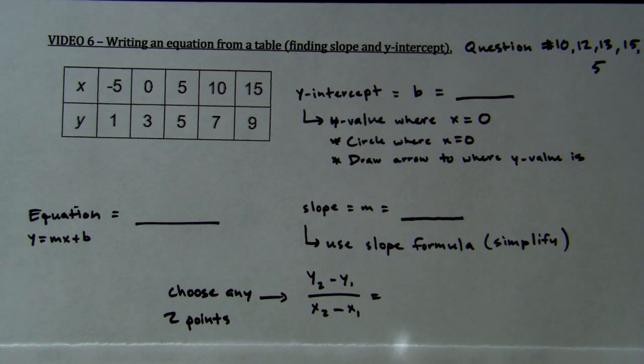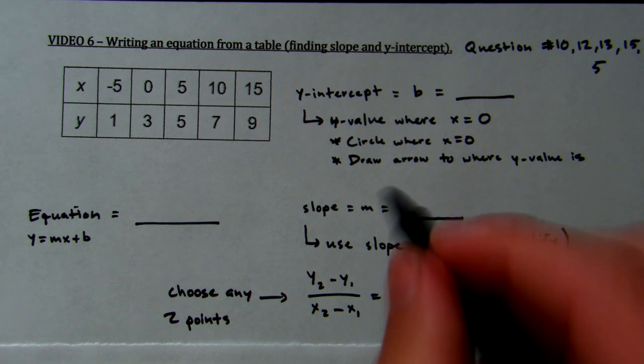All right, video 6, here we go. Writing an equation from a table. This is also going to help you with finding slope and y-intercept from a table if you are tasked to do that. But the end result for this video is writing an equation from a graph. So if you need help with finding slope or finding y-intercept, watch this video. I will go over all of it.